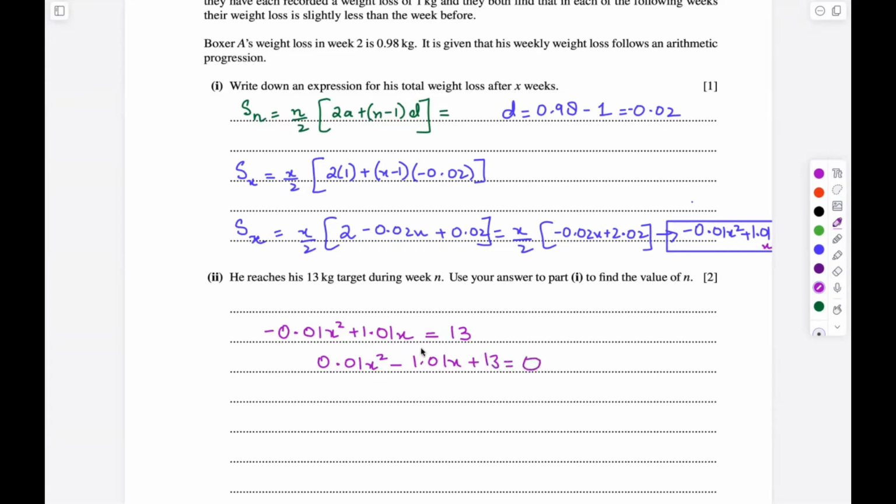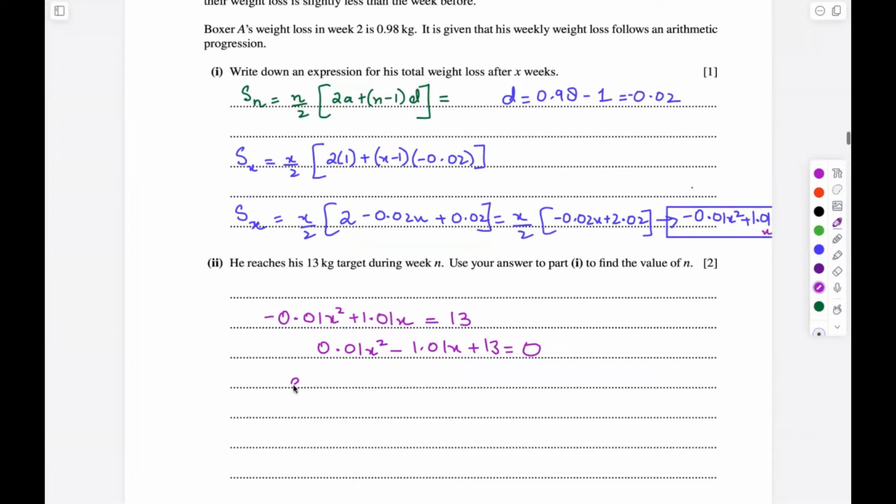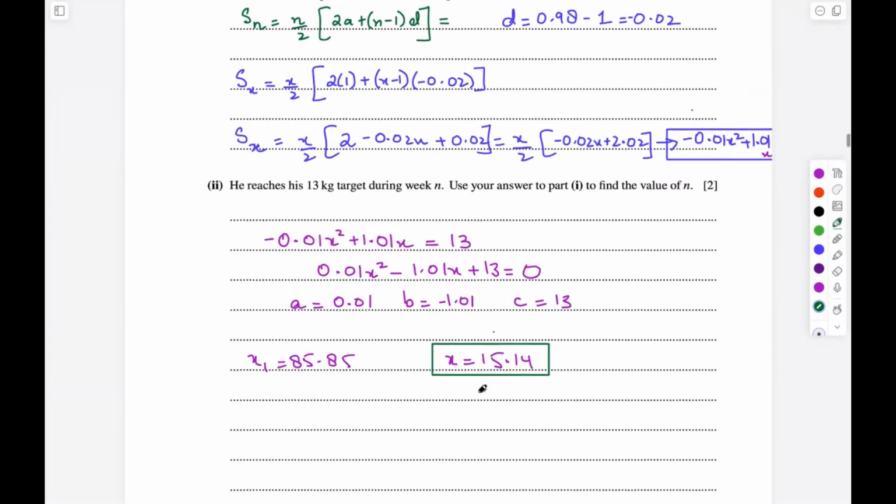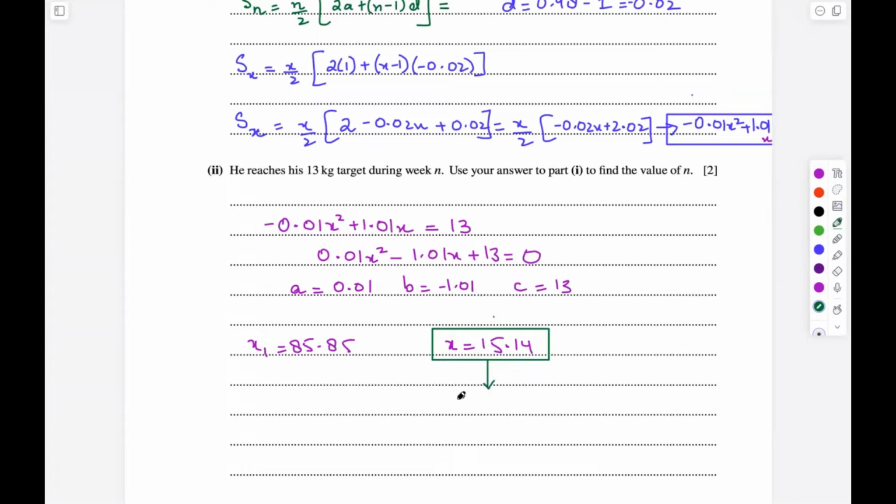Now using a calculator to solve the quadratic equation, we can substitute the value of a as 0.01, the value of b as minus 1.01, and the value of c as positive 13. Substituting this in the calculator, one of the values of x that we get will be 85.85, and the other will be 15.14. Now we'll take the value at which it first reaches the 13 kg target, so that will be 15.14. But as the value is 15.14, it means that it will reach its target in the 16th week. So the final answer will be 16.